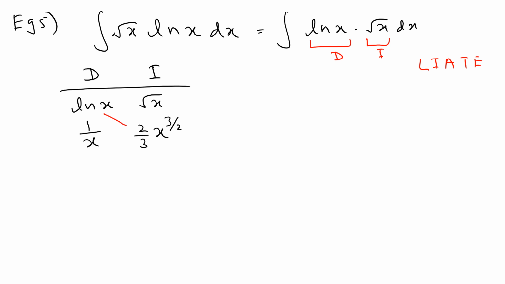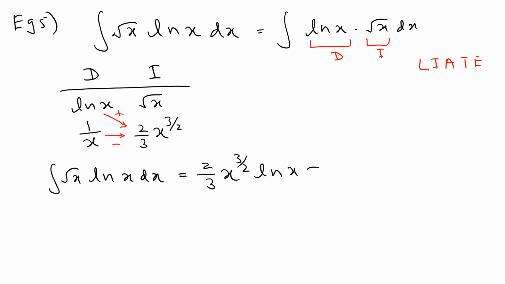So we're going to multiply these two diagonally, and then multiply along the horizontal with the minus sign. So what does that mean? Now you're going to get the integral of square root x ln x dx equals the first two terms giving part of the answer, 2/3 x to the 3/2 ln x, and then minus the second part, which gives the integral, 2/3 the integral of 1 over x times x to the 3/2 dx. We just multiply these two terms.